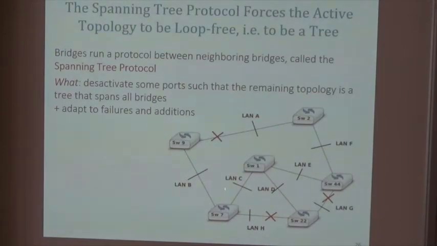For example, if this link breaks, they will compute another tree such that, if it's possible, the topology is still connected. So it's a primitive way, but still it keeps the automatic resilience to faults. If you have a ring, for example, you will break the ring somewhere, but if one of the links gets broken, you will undo the breaking that you did before.